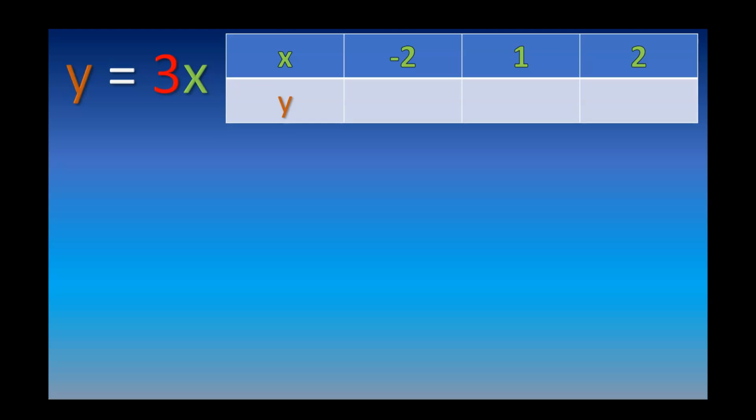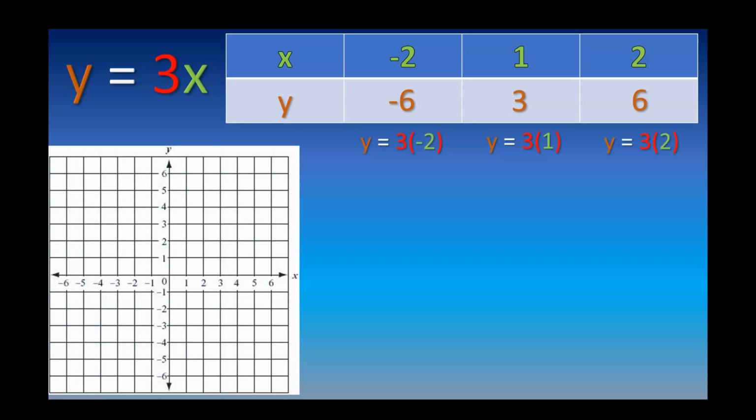If our multiplier is 3 and we choose to use -2, 1, and 2, well, -2 times 3 gives us -6. 3 multiplied by +1 gives us 3. And 3 multiplied by +2 gives us +6. Once again, turn these into pairs and graph them on the grid. And you end up with a perfectly straight line.